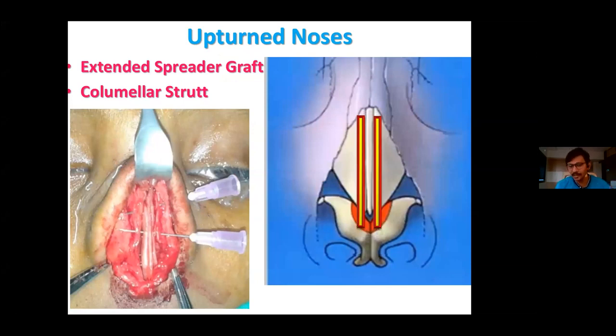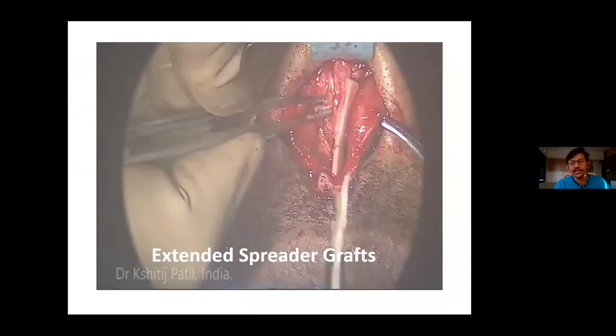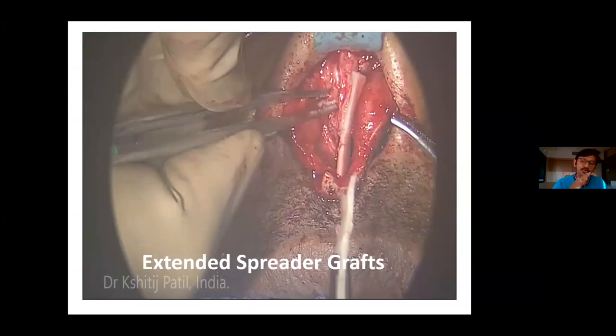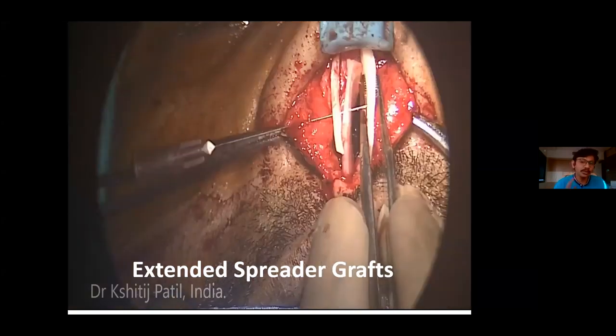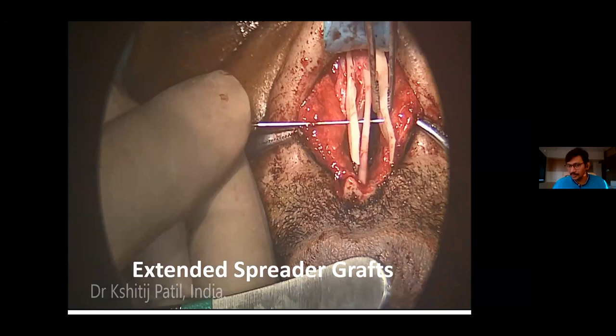Now what is extended spreader graft? We already spoke about yesterday. The spreader grafts, when extended beyond the anterior septal angle to support either the columella strut or the caudal septal extension graft, that is called as extended spreader graft. So in this case, extended spreader graft with the columella strut was used to derotate the nose. To derotate means to downward rotate the nose.